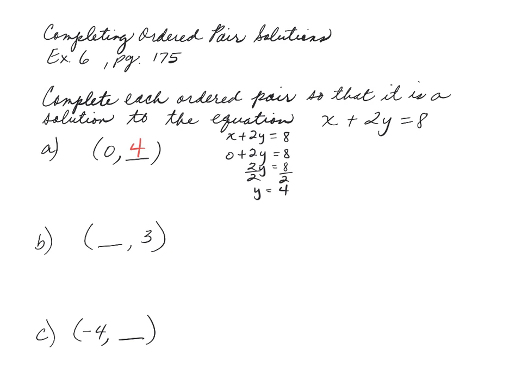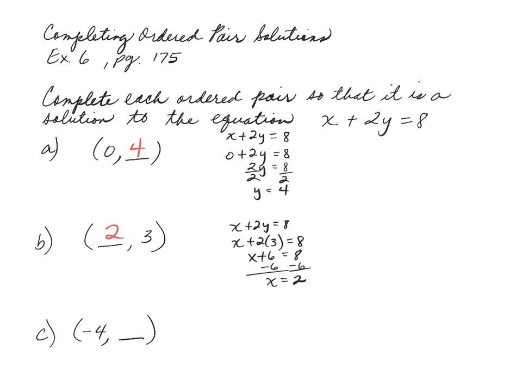The next one, we're given the y value. So the equation, once again, is x plus 2y equals 8. And we're given a 3 for the y. So x plus 2 times 3 equals 8. So that's x plus 6 equals 8. Subtract 6. So x equals 2. That's the corresponding x value. So we've completed the ordered pair.